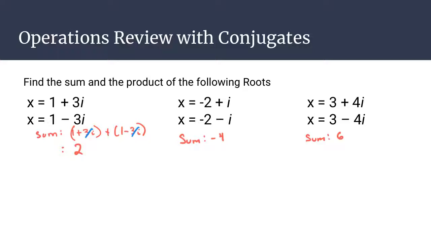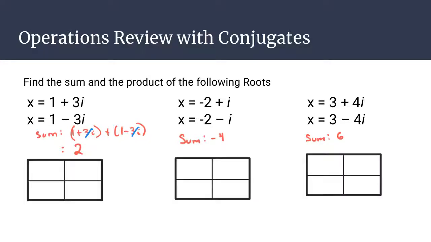Now to find the product, we're going to do a little bit more work where we need to use our generic rectangle to help us organize our work. So to start off, we can put our 1 plus 3i across the bottom, and we can put our 1 minus 3i on the side. And now we just fill in our products, so we multiply each of these spots. This is a 1 in that box, a 3i here, a negative 3i, and then finally a negative 9i squared.